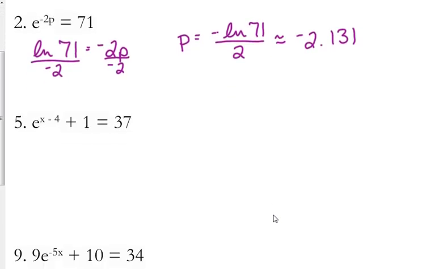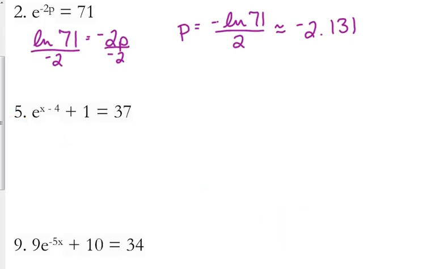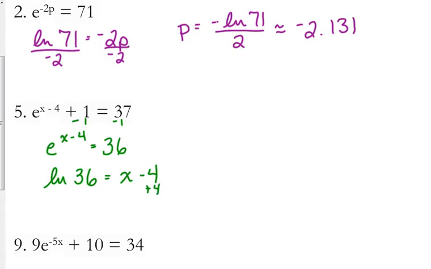Looking at number 5, you may have to isolate the exponential like we've been doing. Subtract 1 from both sides. So we have e to the x minus 4 is equal to 36. Write it in logarithmic form using the natural log. So that's the natural log of 36 is x minus 4. Add 4 to both sides, just like with the other logarithms. You cannot change that number. This is just going to be x is equal to the natural log of 36 plus 4. And I'm not going to find the decimal here. I'm just going to leave it like that.